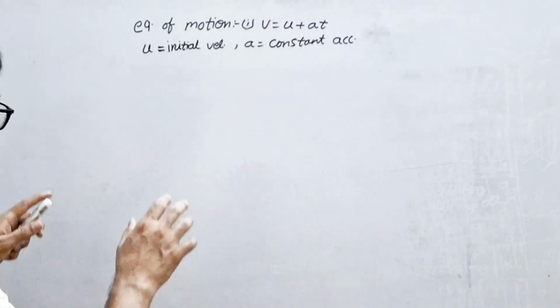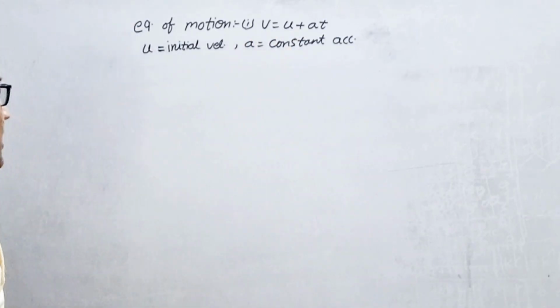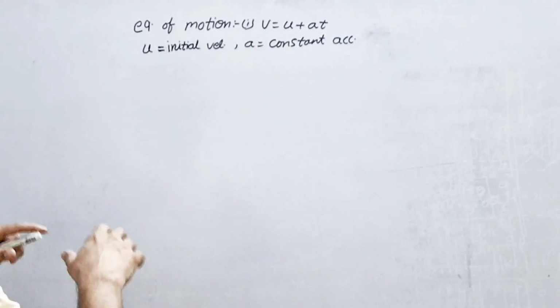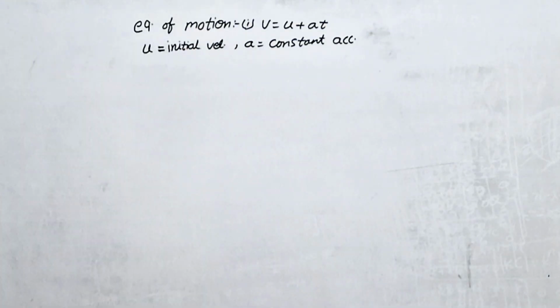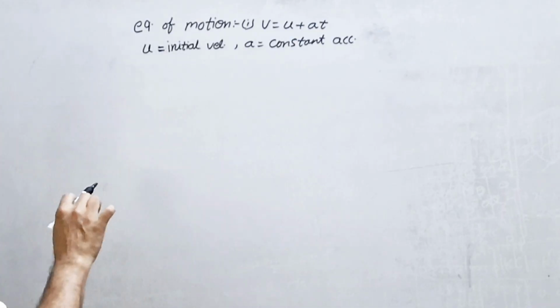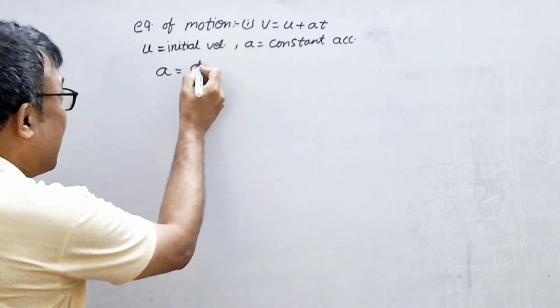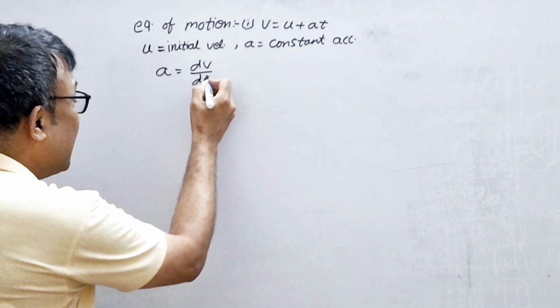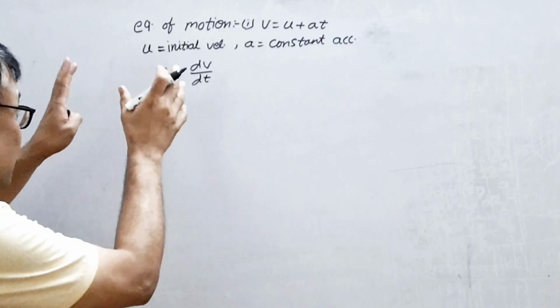Now to derive this equation, we have to use a relation between v and t in terms of constant. Then we can integrate it to find this equation. Can you tell me the relation between v and t in terms of constant? There is a relation: a equal to dv by dt. In this equation, a is constant and v and t are variable.